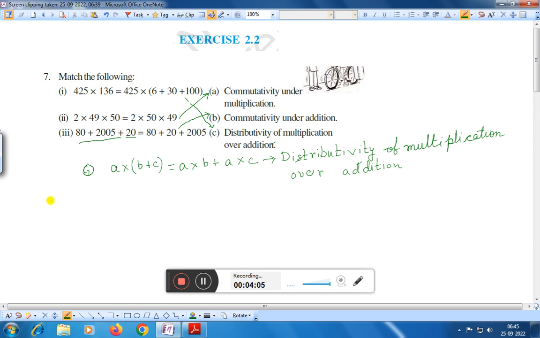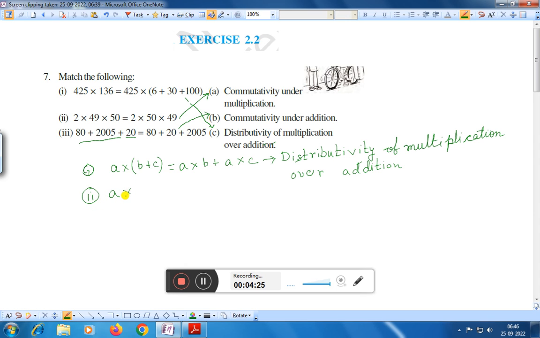Right? Second formula is this: distributive property multiplication over addition. This is number 1. Number 2 is A into B into C. First multiply A into B, after that into C.